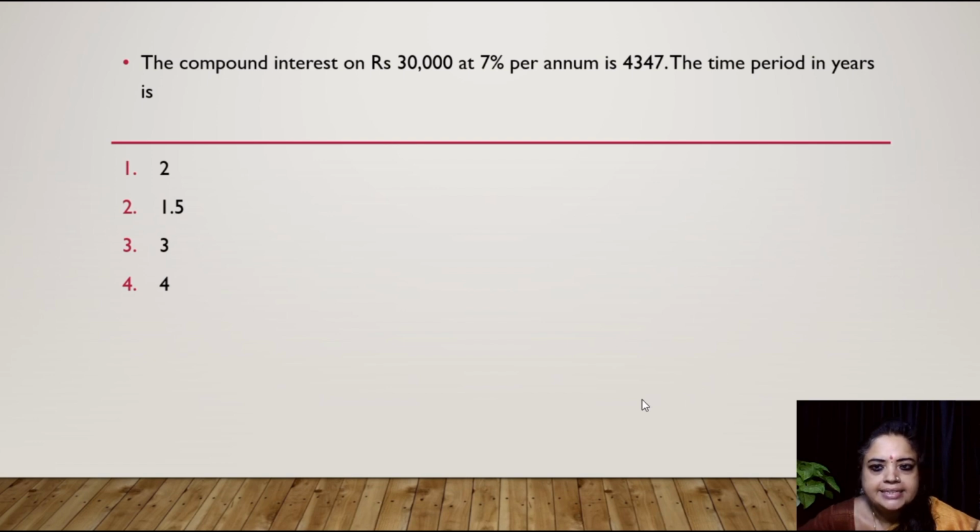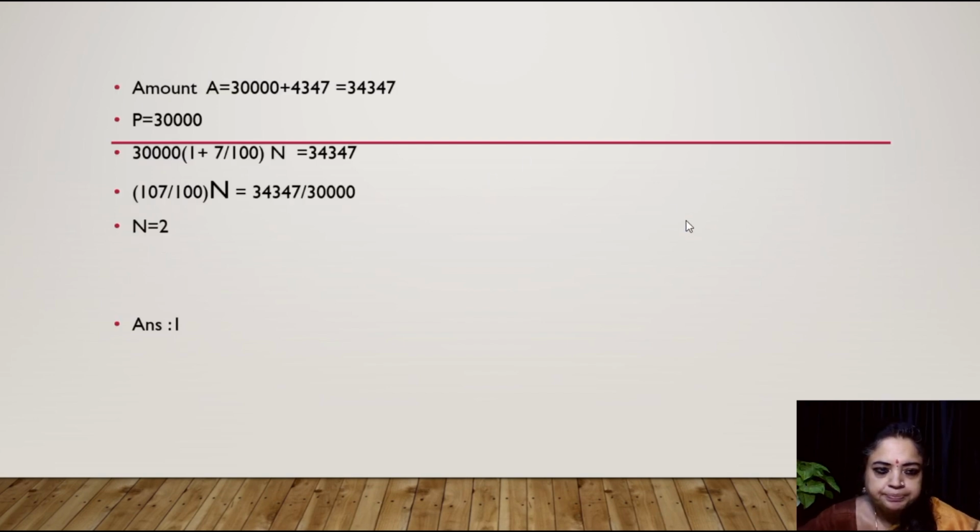Let us see the next one. The compound interest on rupees 30,000 at 7% per annum is 4,347. The time period in years is, options are given. So here you can see the question is not simple interest but compound interest, given as 4,347. So the compound interest is given. We need to calculate the time period. So how can we do this problem?